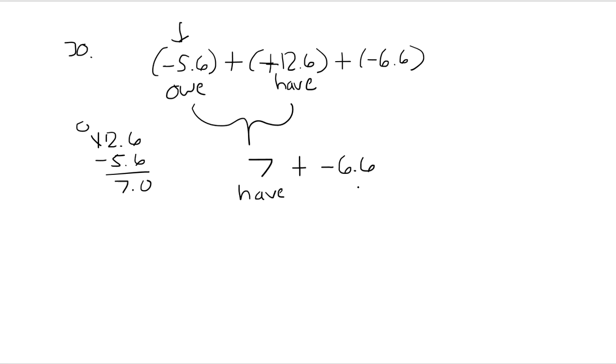So if we have 7 and we owe 6.6, when we combine those, we're going to end up having, so our answer is going to be positive. And to figure out how much, we line these up and we subtract. Now, the decimal for the 7 goes right after the 7. So this would be 7.0. Now when we subtract, we have to borrow from the 7, make it a 6. This becomes a 10. So we're left with 0.4.